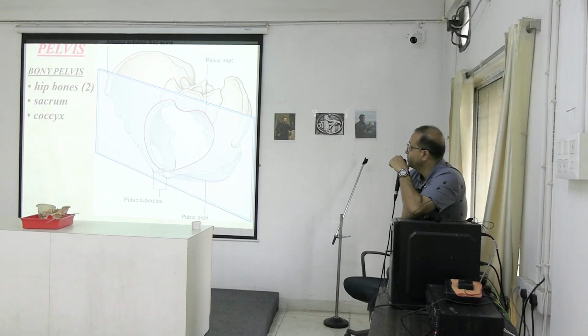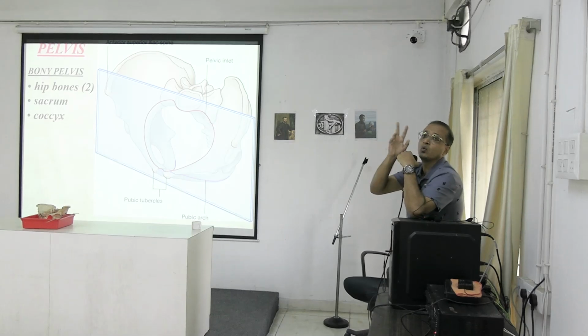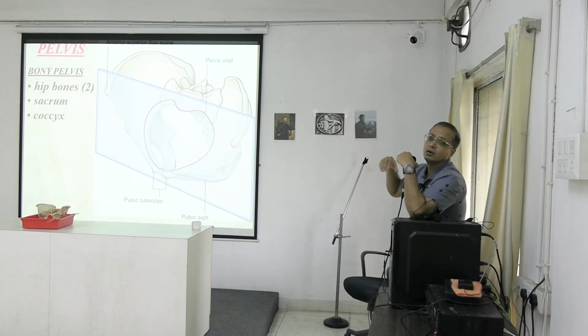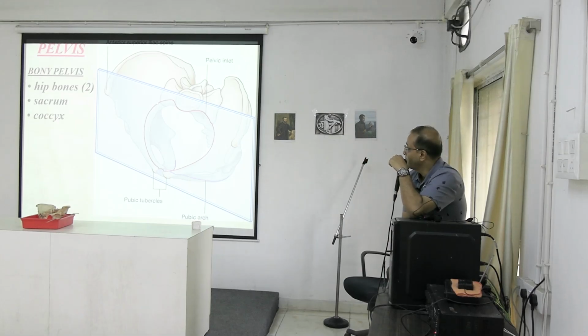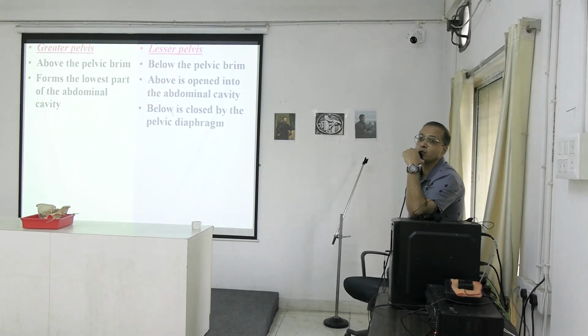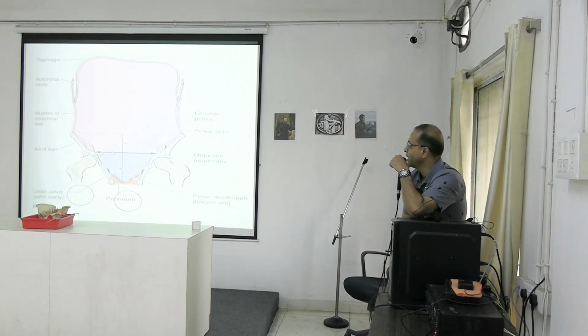Now what does this pelvic inlet or pelvic brim do? It splits this pelvis into two halves. Above we call it the greater pelvis. Below we call it the true pelvis. So this pelvic brim splits the pelvis into two halves, the greater pelvis and the lesser pelvis. The lesser pelvis is also known as the true pelvis. So in this picture, as you are seeing here, this is the line which is running transversely.